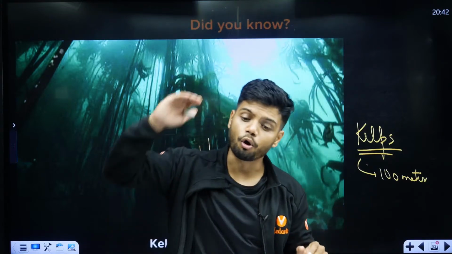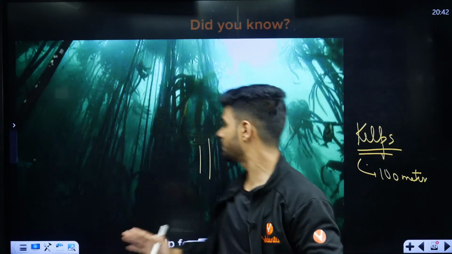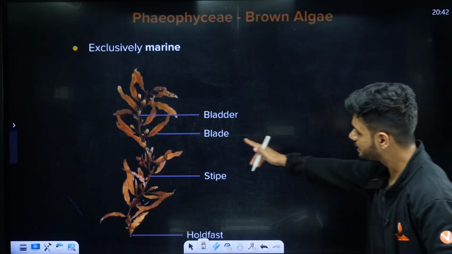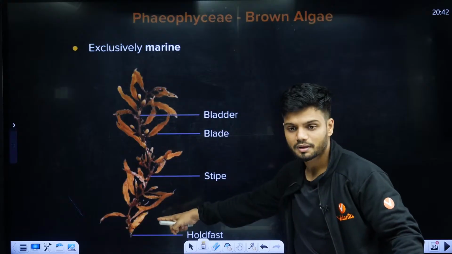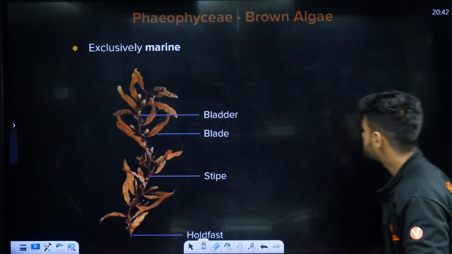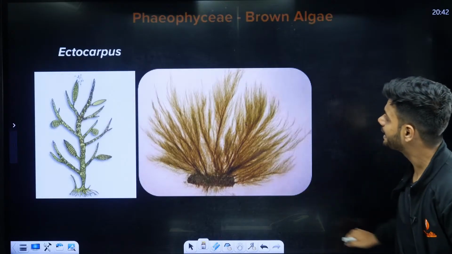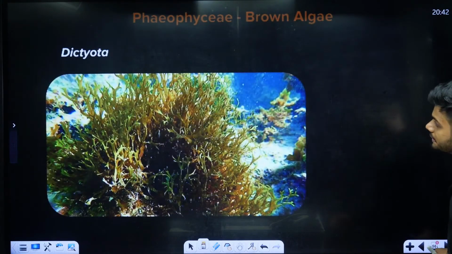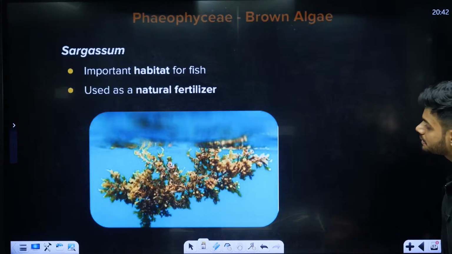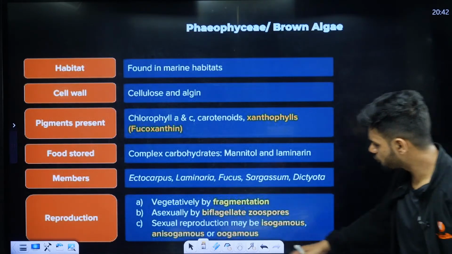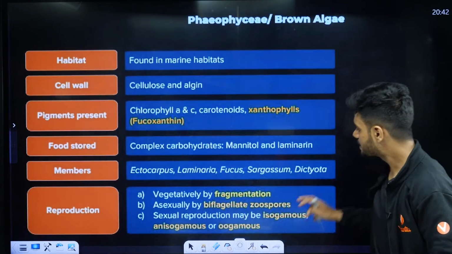Understand, there are very long types of algae, students. See, this belongs to brown algae. This is one example. This is called Sargassum. Sargassum is a brown algae. It's called Ectocarpus. It is also a brown algae. Dictyota, brown algae. Fucus is a brown algae, students. So I have given all the information about brown algae here.